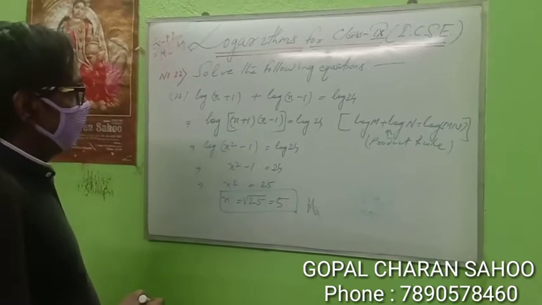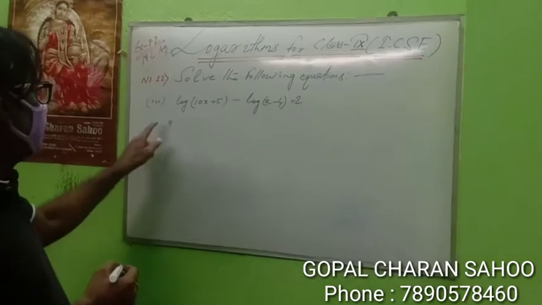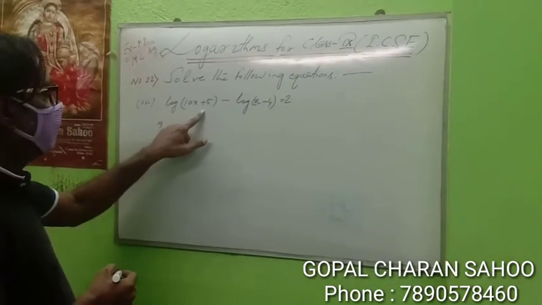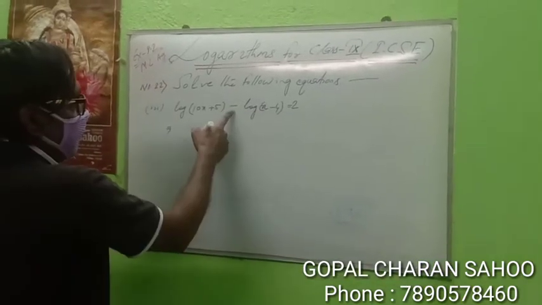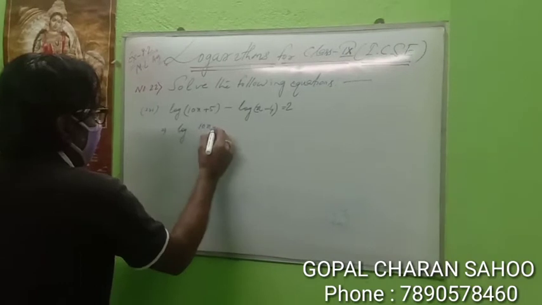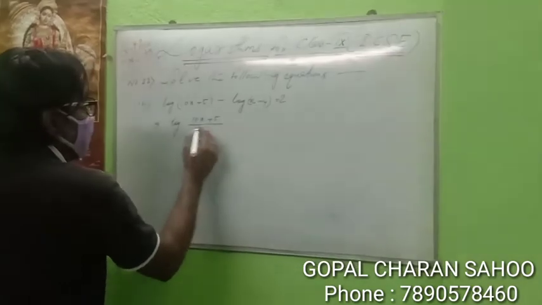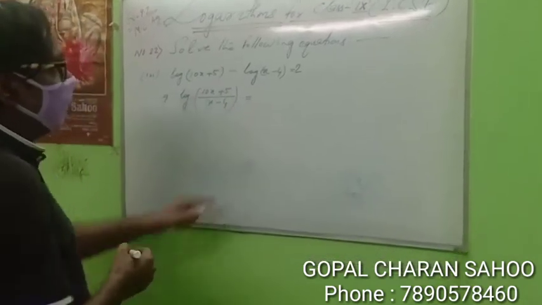Okay, let us go to third part. See the question number third. Log(10x + 5) minus log(x - 4) equal to 2. Minus sign given here, that means this will be divided: (10x + 5) by (x - 4). Now, can you tell 2 is equal to how much?